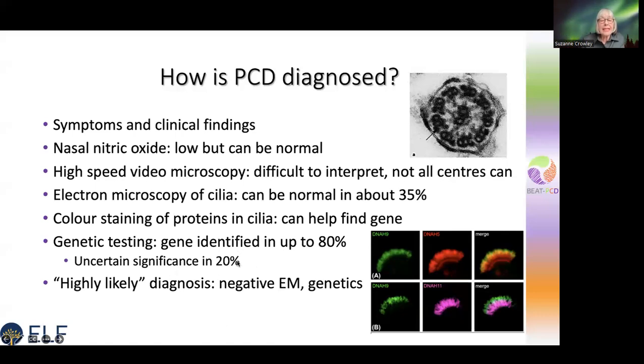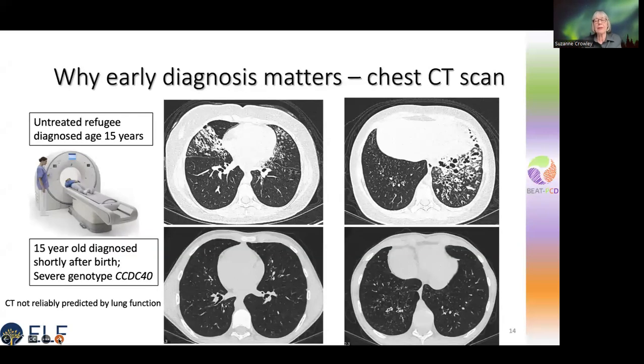And then there was the genetic testing we talked about, and not knowing, in about 20% of cases, whether or not the mutation is pathogenic. That is known as a variant of unknown significance, a VUS, if you've heard of that. So in some cases we end up making a highly likely diagnosis of PCD without being able to confirm it.